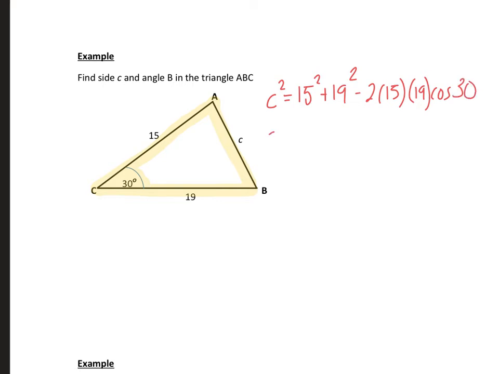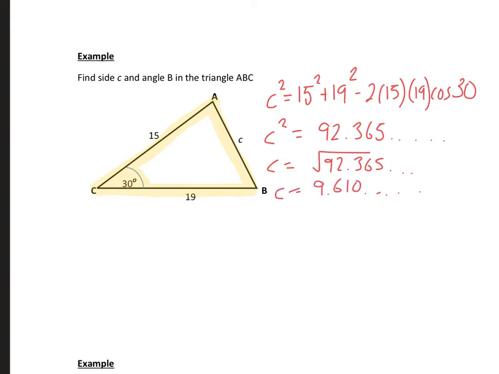And then I can just simplify that. So 15 squared plus 9 squared, take away 2 times 15 times 19, cos 30. And I get 92.365, goes on forever. Now I'm going to square root that, but I'm going to use the answer button on my calculator. So on my calculator, I'm going to type in square root of the answer to keep it nice and exact, and I get 9.610, which is, again, all the numbers are given to 2 significant figures, so I'm going to write that as 9.6.